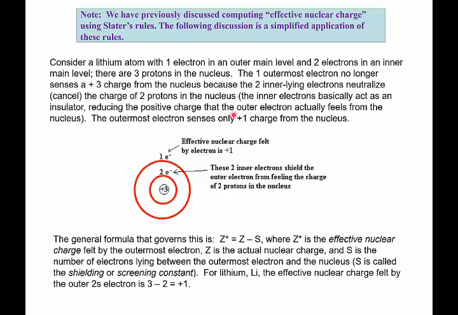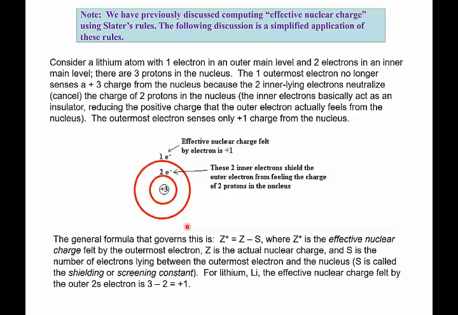That is, the inner two electrons act as an insulator, reducing the positive charge that the outer electron actually feels from the nucleus. The outermost electron senses, therefore, only a +1 charge from the nucleus. The effective nuclear charge is +1.